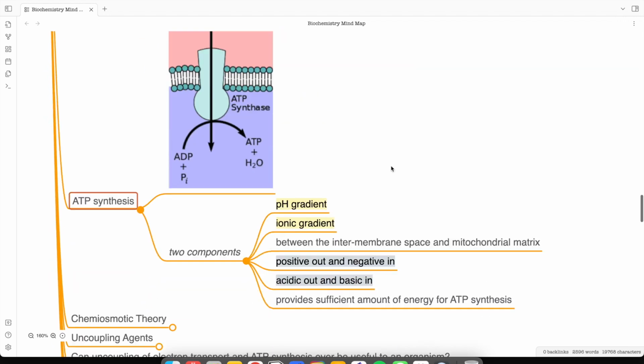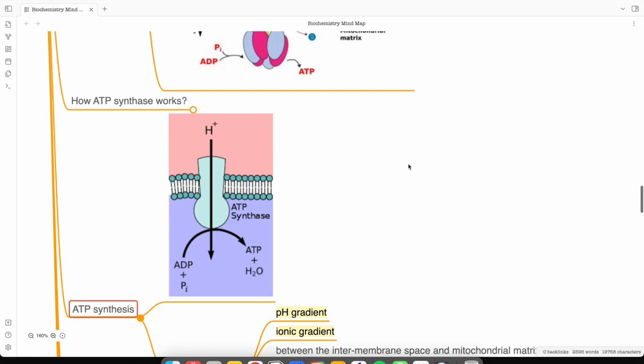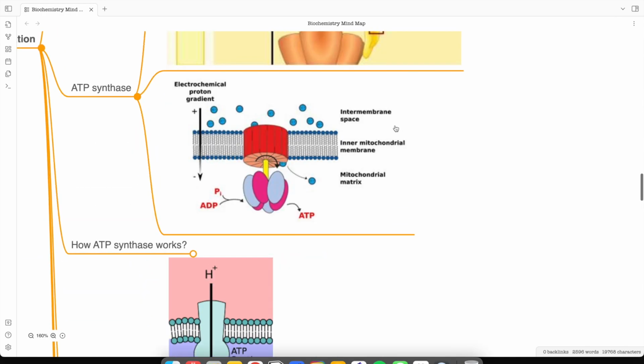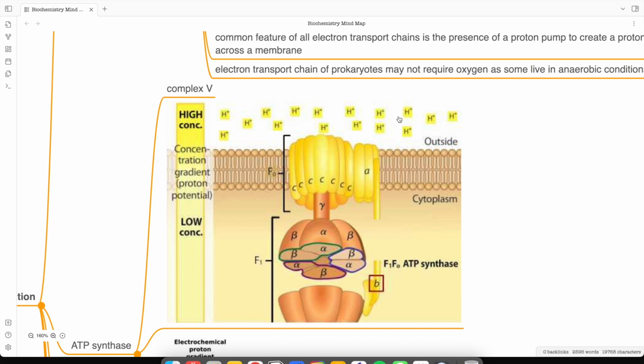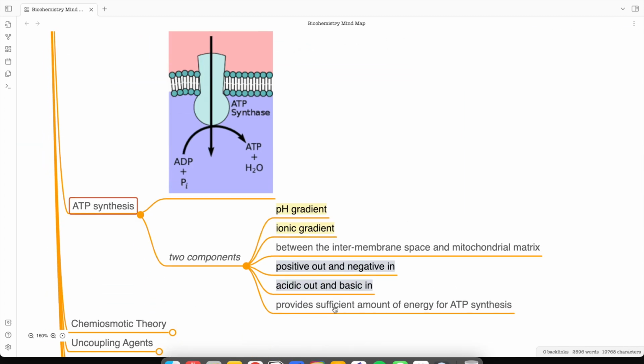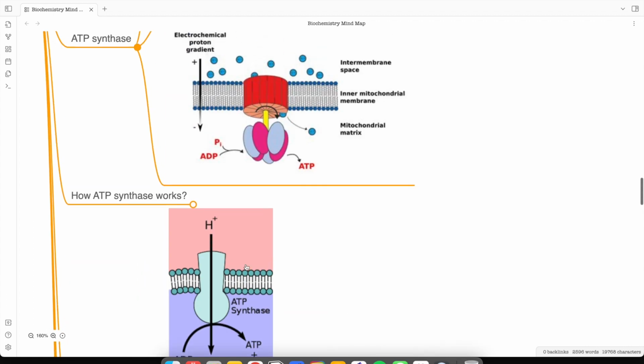Okay, as we have seen over here, this pH gradient or the ionic gradient should be there between the outside of the cell and the cytoplasm. So positive out and negative in, I've already discussed. H plus is more outside, so positive outside, negative inside. And acidic out and basic in: H plus is more, that means pH is less, so acidic is outside and basic is inside. So these things provide a sufficient amount of energy for ATP synthesis. So that is the major concept of ATP synthesis.